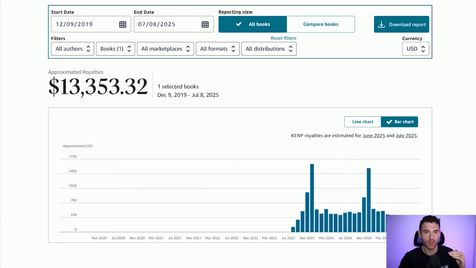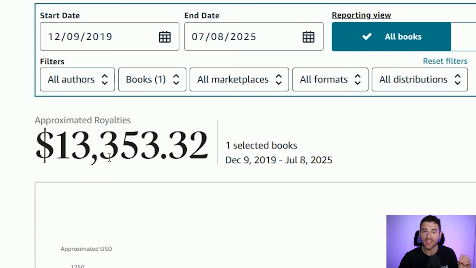So this book, I probably spent several hundred on ads, and especially those keyword ads, they were above that break-even ACOS level. But this book has now generated me $13,353 in royalties. So even though those ads weren't directly profitable, over time, those ads have made me a lot of money. So it's about trying to find that balance about direct profitability, that return on investment, versus long-term organic sales as well.